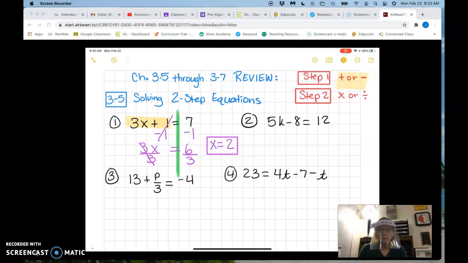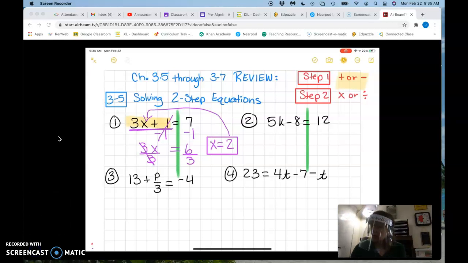And if I want to check my work, I could plug that 2 in here and see if I get the same thing on each side of the equation. So if I were to plug it in here, what is 3 times 2? 6. And then 6 plus 1? 7. Does 7 equal 7? Yeah, so we did that one right. All right, pause now and try to solve number 2 on your own, and then we'll be right back to show you exactly how.